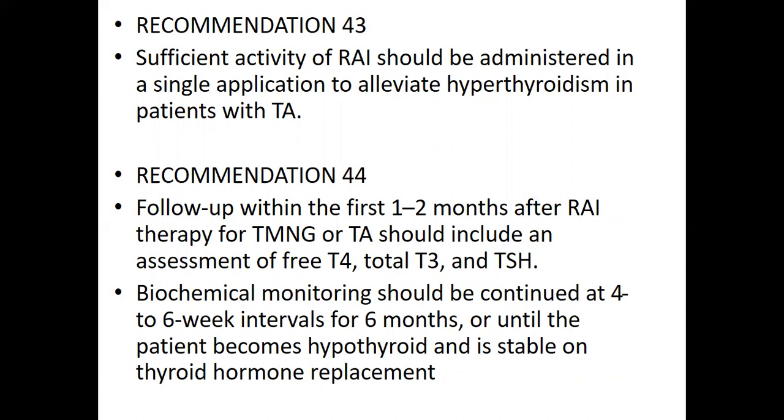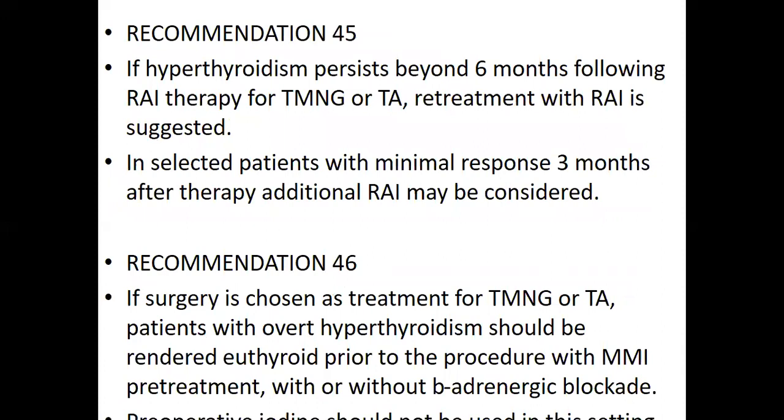Follow up within the first 1 to 2 months after iodine therapy for the toxic multinodular goiter or the toxic adenoma should include an assessment of the free T4, total T3, and TSH. Biochemical monitoring should be continued at 4 to 6 week intervals for 6 months or until the patient becomes hypothyroid and is stable on the thyroid hormone replacement. If hyperthyroidism persists beyond 6 months following iodine therapy for the multinodular goiter or the toxic adenoma, retreatment with iodine therapy is recommended. In selected patients with minimal response 3 months after the therapy, additional radioactive iodine may be considered.